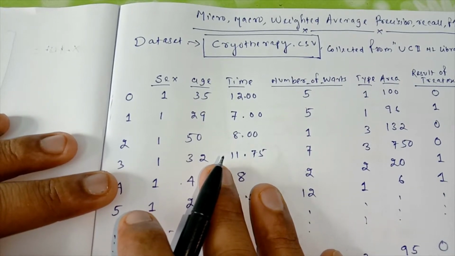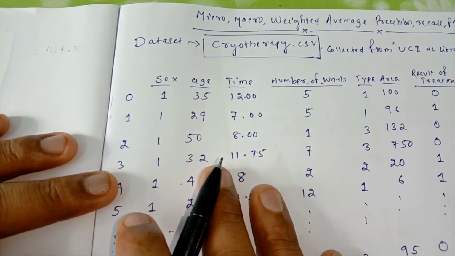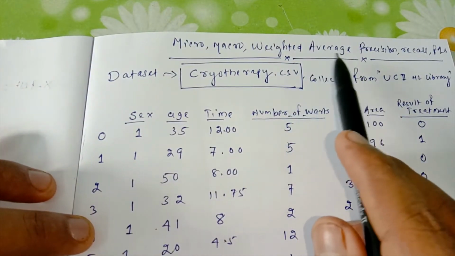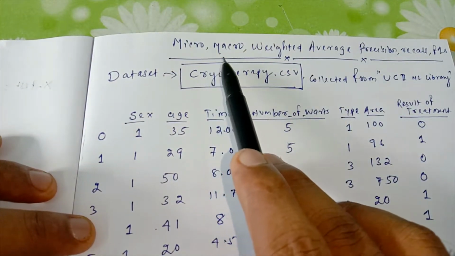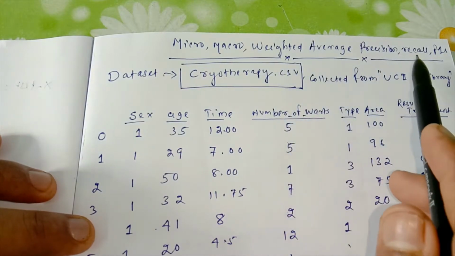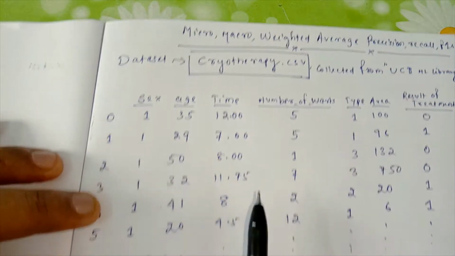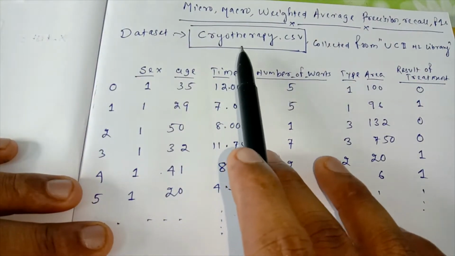Hi everyone. Today in this video lecture we are going to discuss different kinds of precision: micro, macro and weighted average precision. Before that, I want to do classification on a simple data set like the cryotherapy data set.